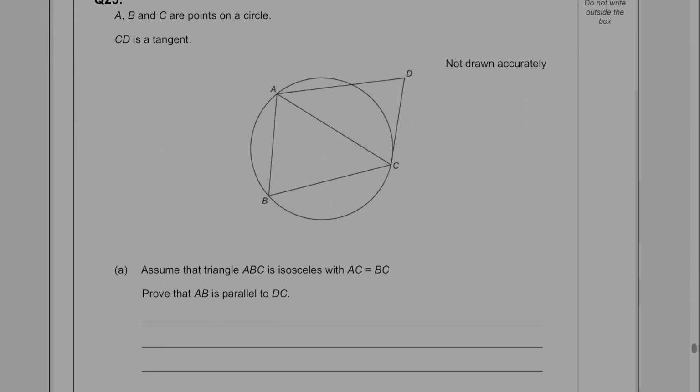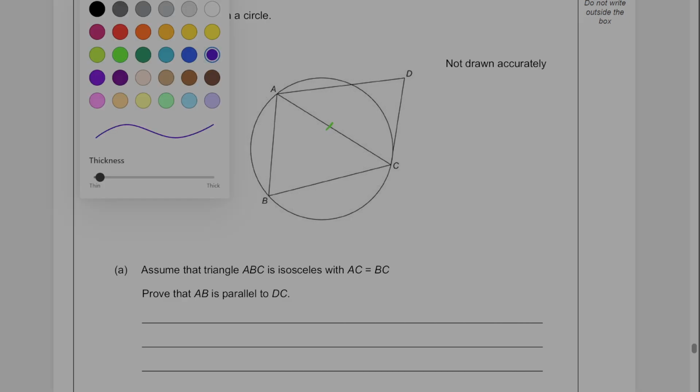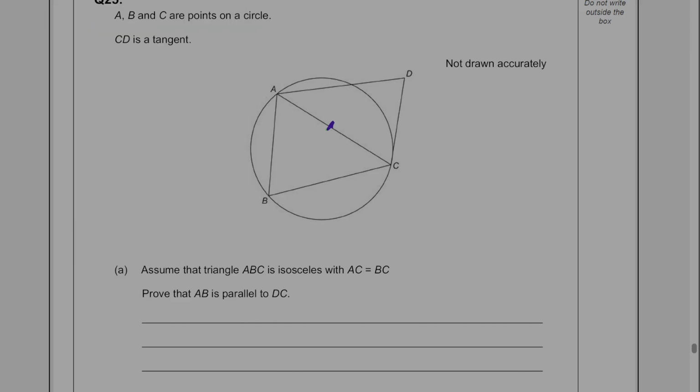Okay, question 25. ABC are points on a circle. CD is the tangent. Assuming that triangle ABC is an isosceles with AC being equal to BC. So we're saying that that side and that side are equal. Prove that AB is parallel to CD.